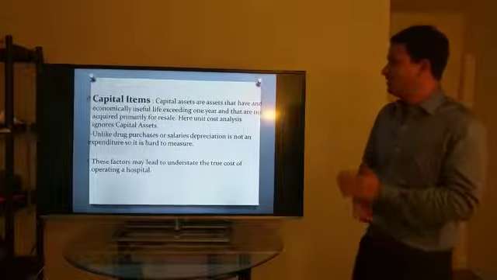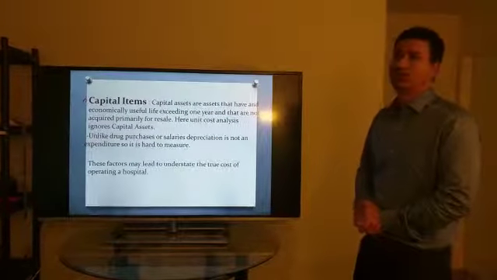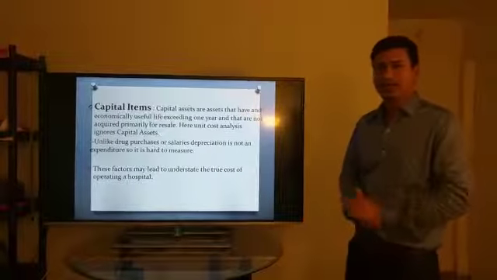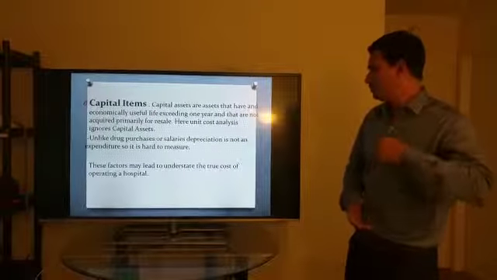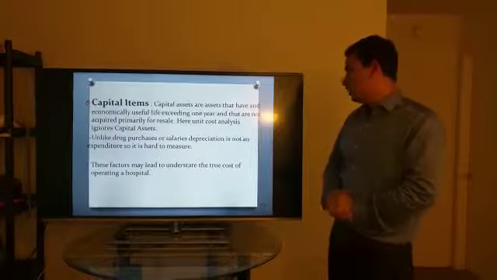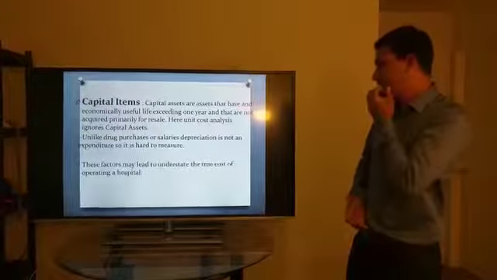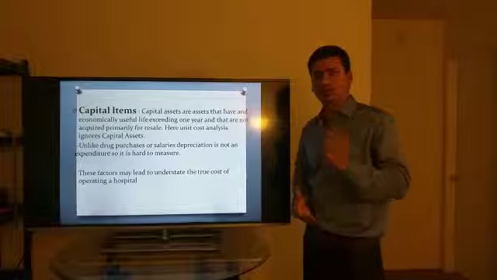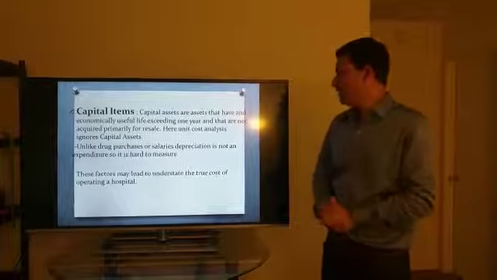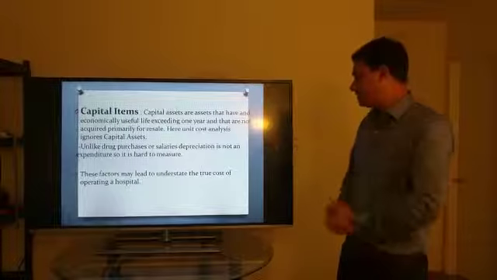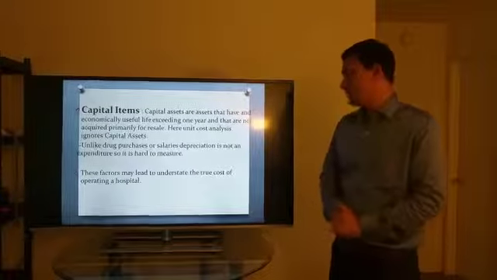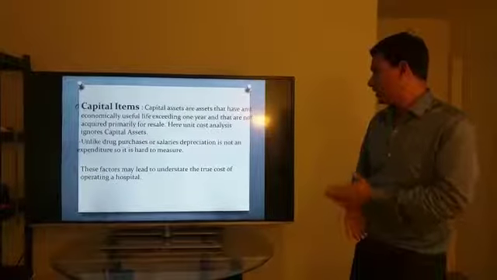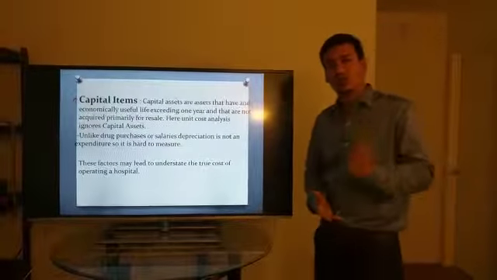The other factor here is capital items. You can take the capital assets, the assets taken by the management in buying a particular product. For a particular asset, you find depreciation, which cannot be easily calculated. Unlike drug purchases or salaries, depreciation is not an expenditure, so it's hard to measure. This factor may lead to understating the true cost of operating a hospital.